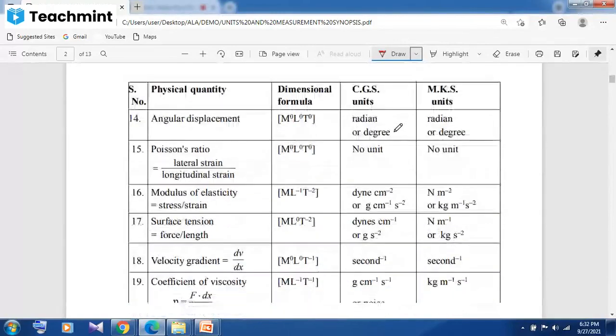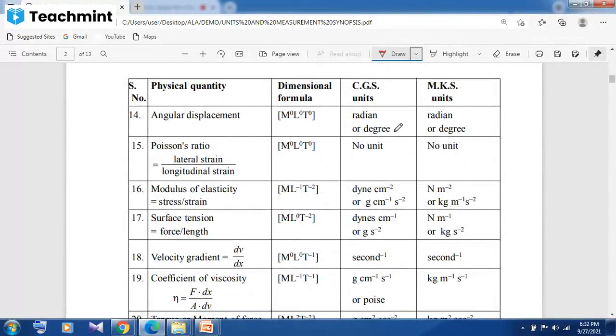Now let us go for a few other kinds of physical quantities. Why I am discussing all these physical quantities is that it is very required for you people. You should know all this. Then only it will help you in solving numericals and remembering the formulas. Okay, so let us go for angular displacement.